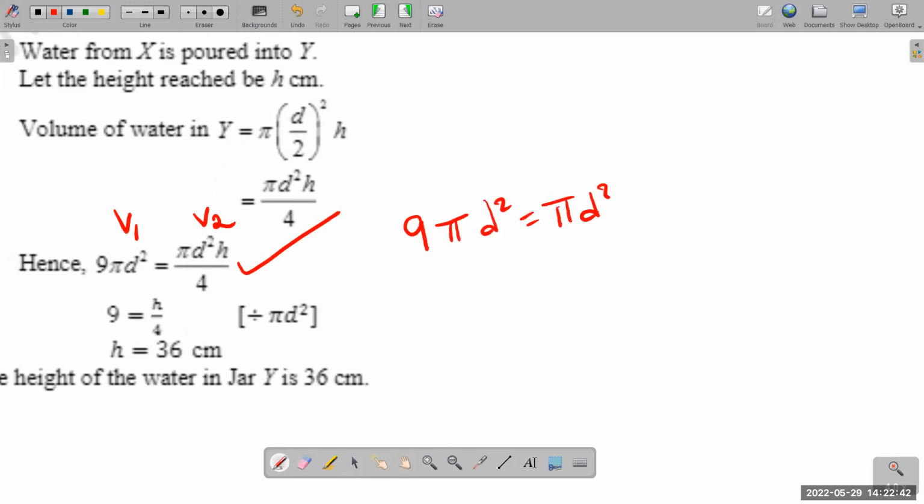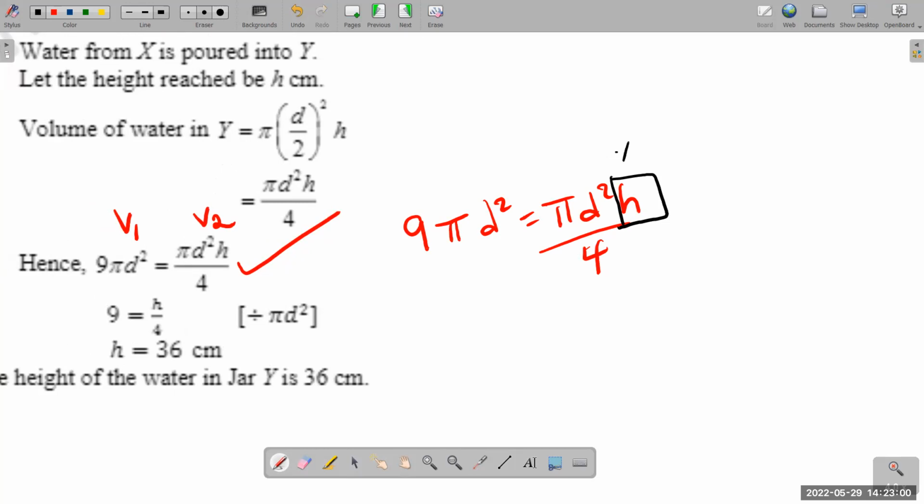Pi d squared h over 4. Who is the easiest thing to cancel here? First thing I would do, if I want h, remember we want h, is get rid of the 4. So who should I get rid of first? The 4.